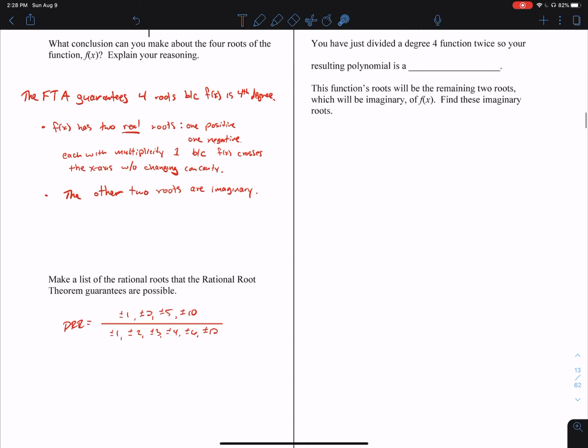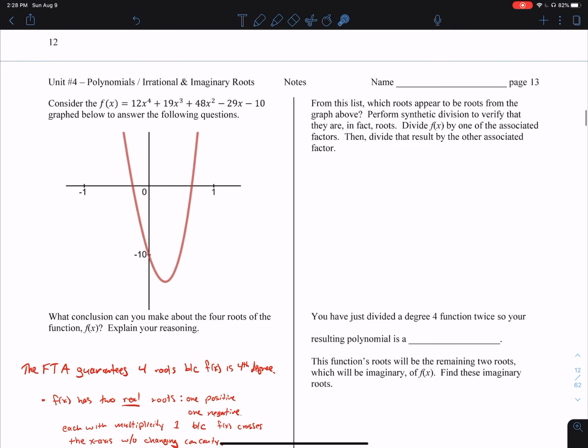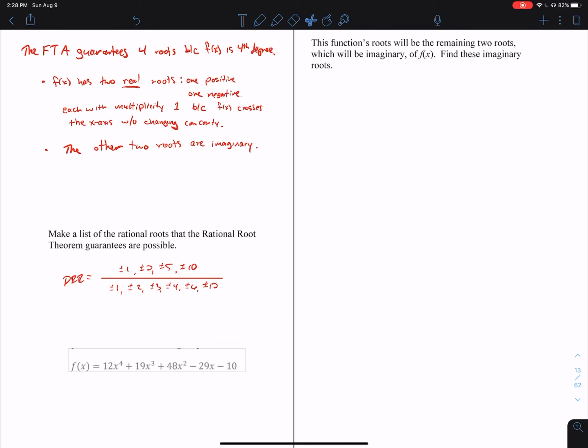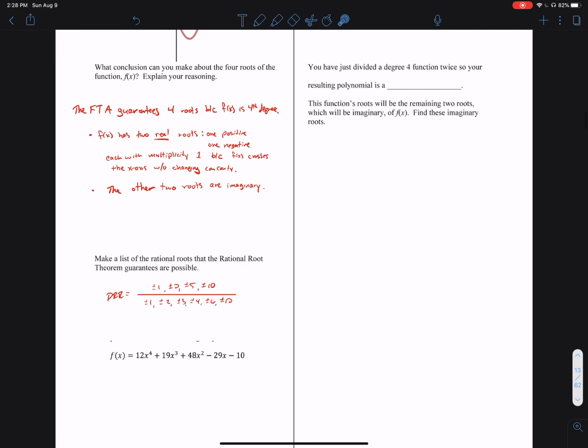Make a list of the rational roots that the rational root theorem guarantees are possible. Once again, here's our function. We take the coefficients of 10, put them on top of negative 10, coefficients of 12 and put them on the bottom. So every combination of top and bottom numbers together would be the possible rational roots.